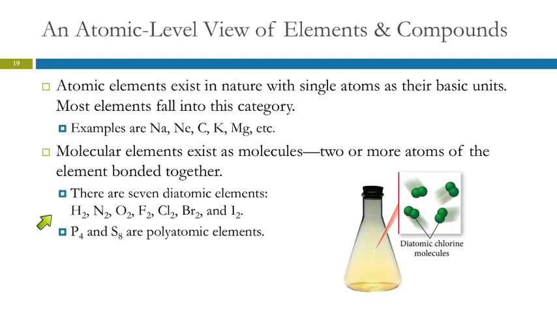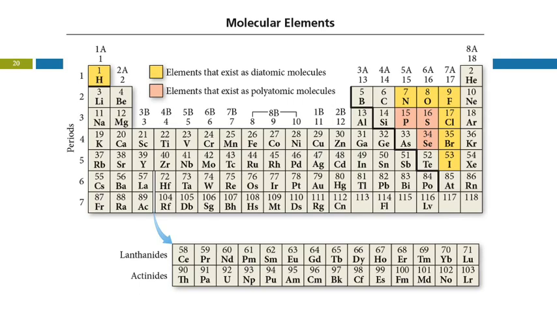So there are 7 elements that exist as diatomic elements. Di is a prefix meaning two, atomic meaning atom. So these are 2-atom molecules. And then there's phosphorus and sulfur, which are polyatomic. Phosphorus exists as P4, sulfur as S8. I'm telling you about that, but I don't expect you to remember that.